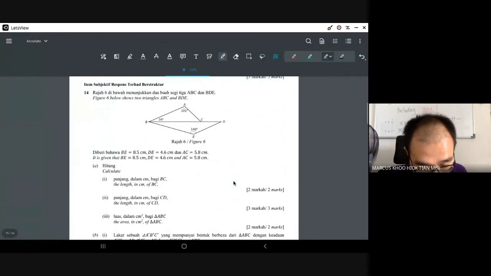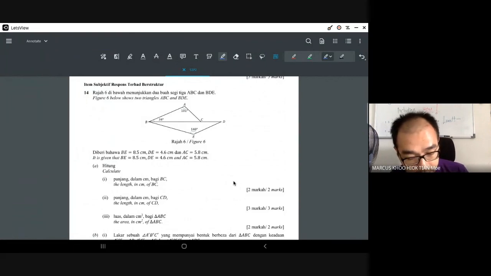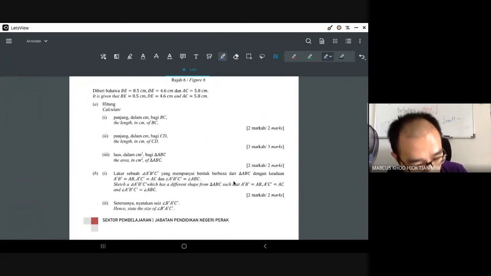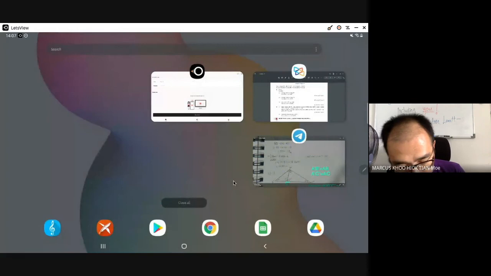Calculate the length of CD. This is an SPM question. I seem to remember seeing this in an SPM question before. Very, very familiar. Okay, all right. Let's go ahead.